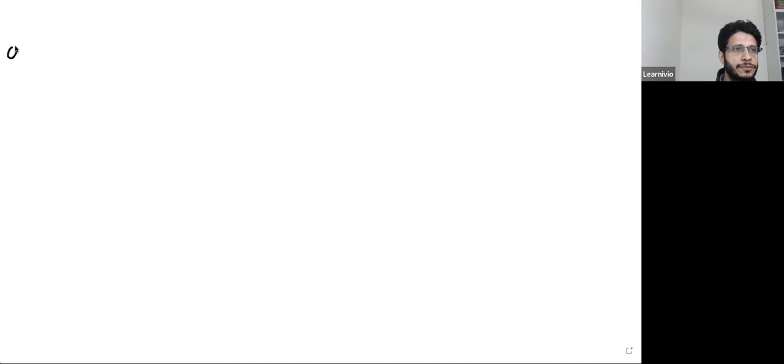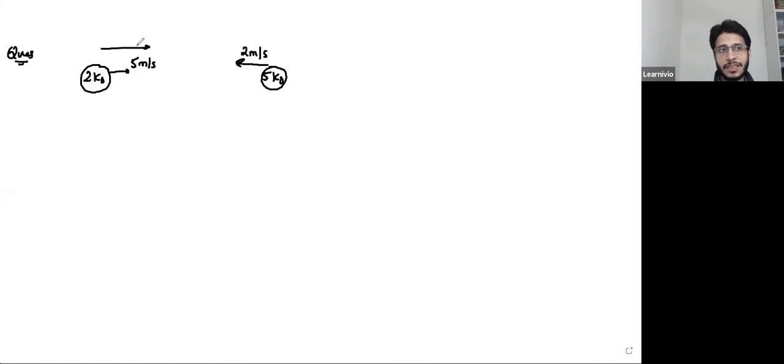Okay, now solve this question. You have two particles, a particle of mass 2 kg moving with a velocity of 5 meter per second. Then you have another particle of mass 5 kg moving with a velocity of 2 meters per second. Remember, if you are taking 5 meter per second as positive, then you will take this 2 meter per second as negative. Calculate the velocity of center of mass.